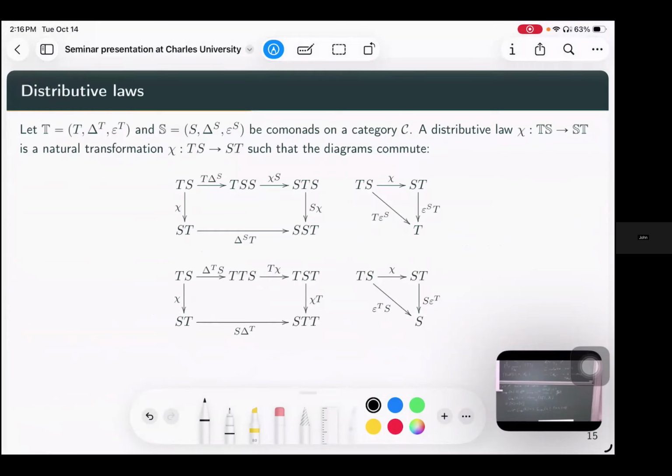Distributive law. Given two monads or two comonads, if we want to compose them to get another monad or another comonad, what we need to use is called a distributive law. It helps us compose two monads or comonads to get another one. This is a natural transformation going from these two endofunctors. S and T are both endofunctors on the same category. So we have S, let's say taking the category C to C, and T doing the same.